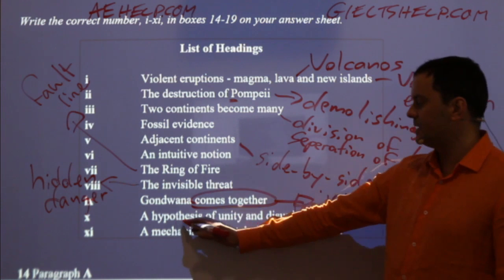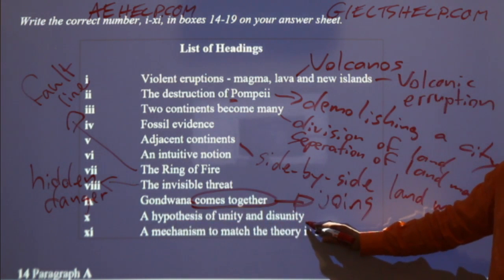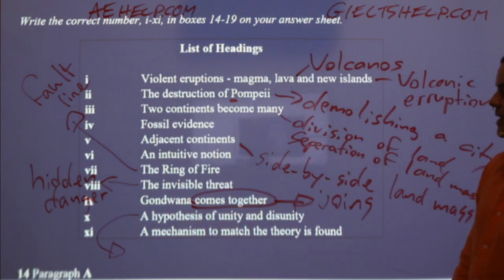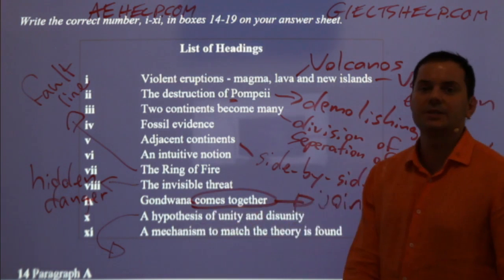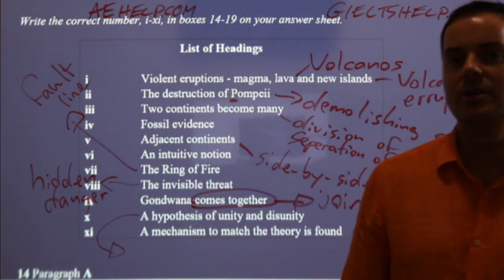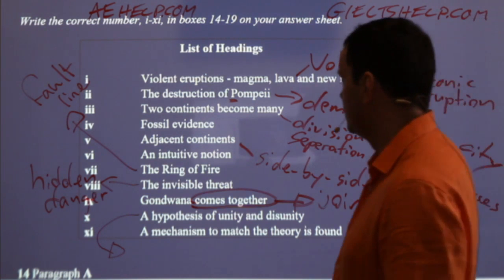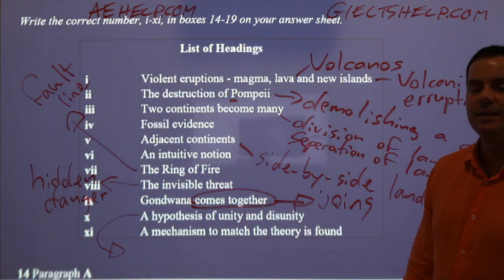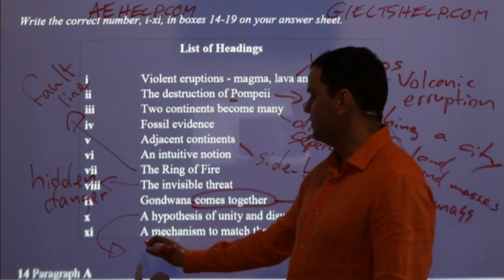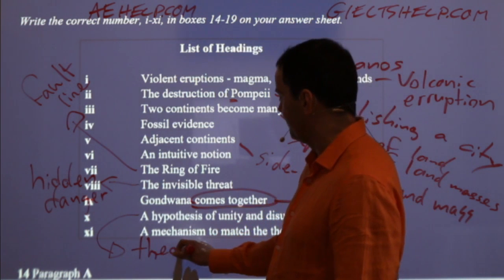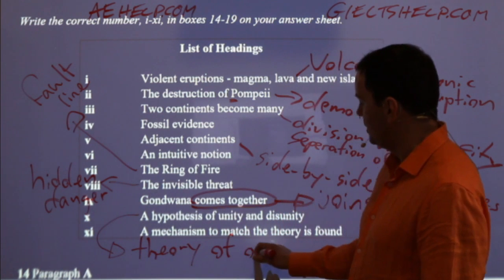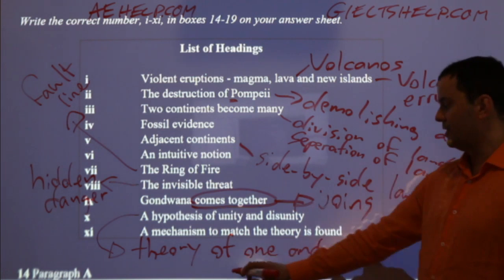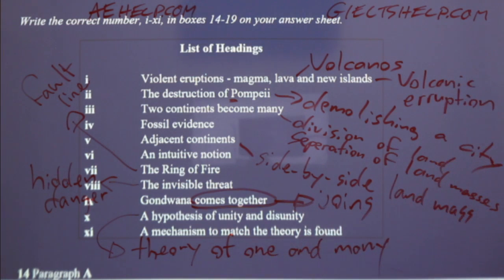A hypothesis of unity and disunity. Let's see who's a clever, quick thinker in today's class. Hypothesis. What's another way to say hypothesis or a close meaning of hypothesis? Unity is to join or together or combine. Yeah. And Sahil, you're right. It's a theory. So theory of one and many. Okay. So theory of one and many. That would be a good way.